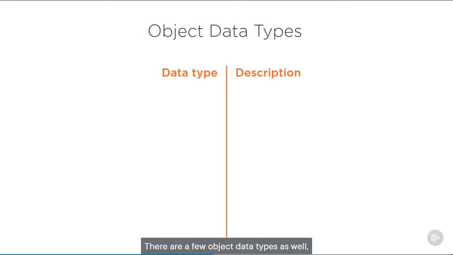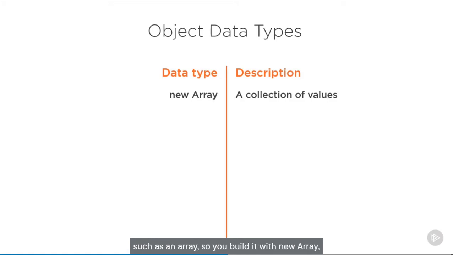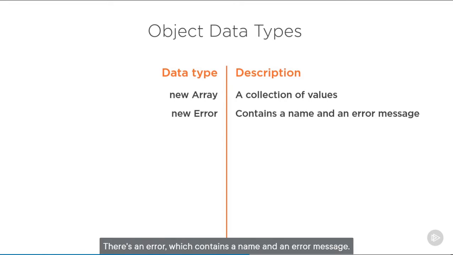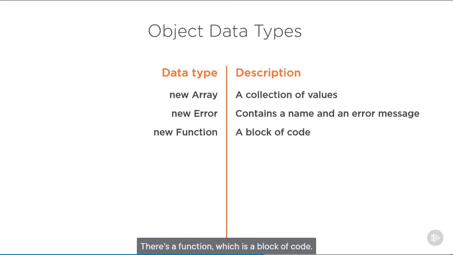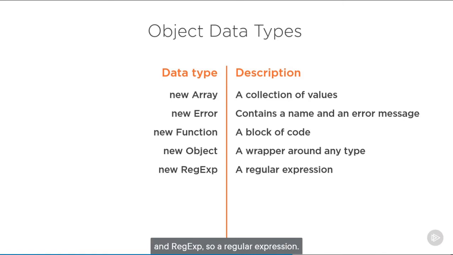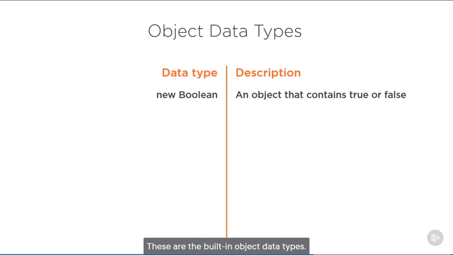There are a few object data types as well, such as an array, so you build it with new Array, and that's a collection of values. There's an Error, which contains a name and an error message. There's a function, which is a block of code. There's an object, which is a wrapper around any of the other data types. And RegExp, a regular expression. These are the built-in object data types.